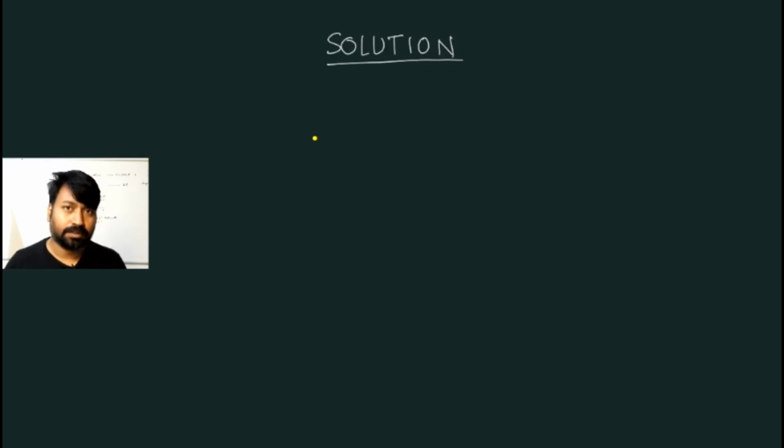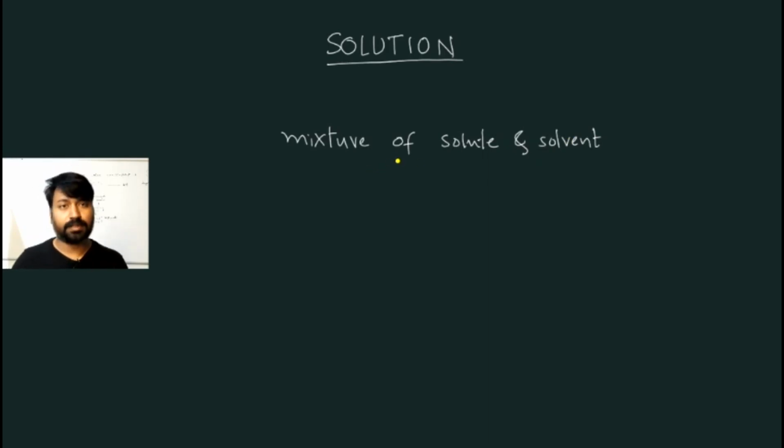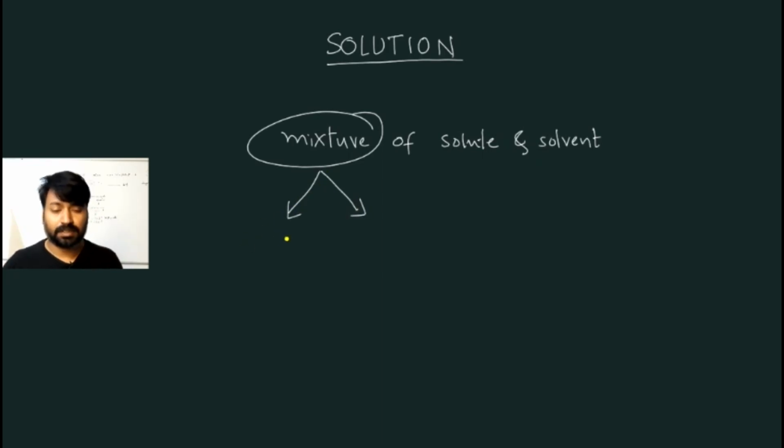The known thing about the solution is it's a mixture. Most of the students know that a solution is a mixture of solute and solvent. But my part of discussion is that mixtures are again divided into two parts. I think you know that. One part is called homogeneous mixture, and the other one is called heterogeneous mixture.